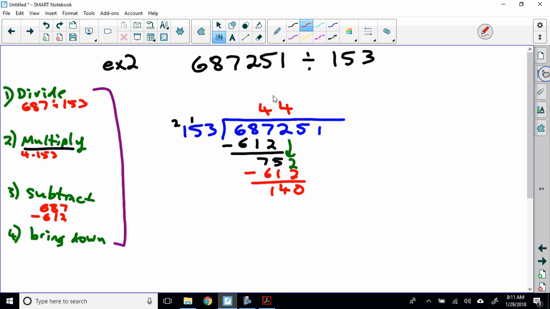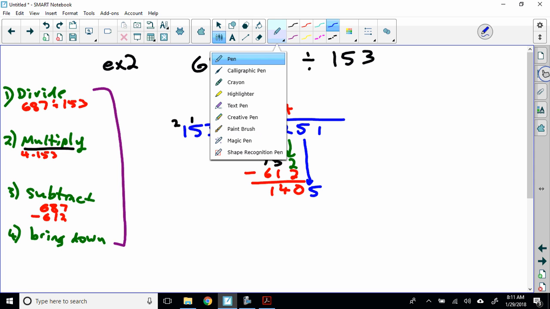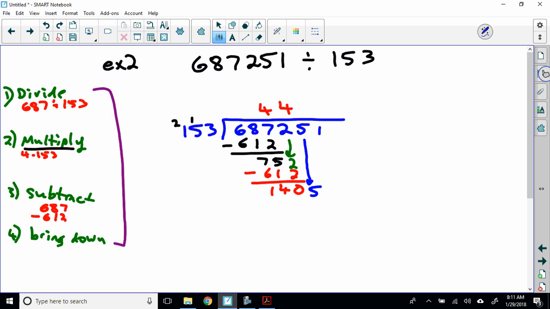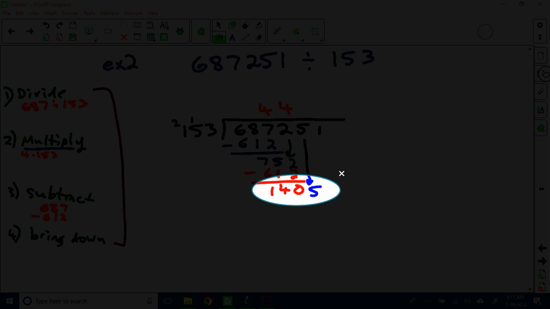So we had to repeat that step again. Divide, multiply, subtract, bring down. Oh, man. Oh, my goodness. Now we've got to bring down the 5. Yeah. So we're on the bringing down thing. So we bring down the 5. So now we want to see how many times 153 goes into 1405. And I'm guessing it's going to be a big number. Like, is it 9?